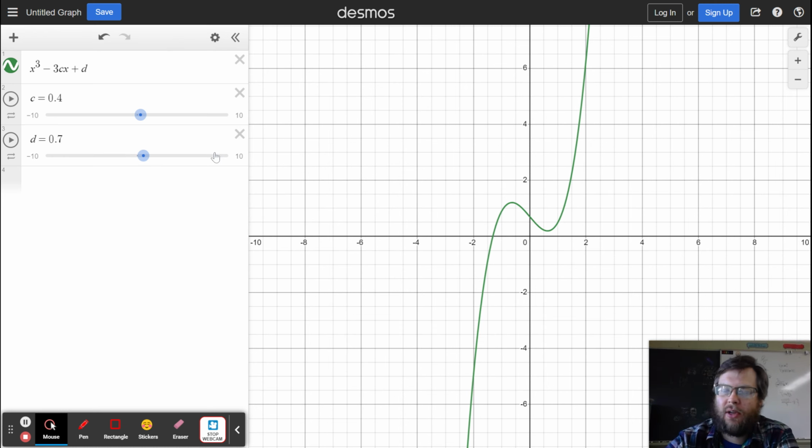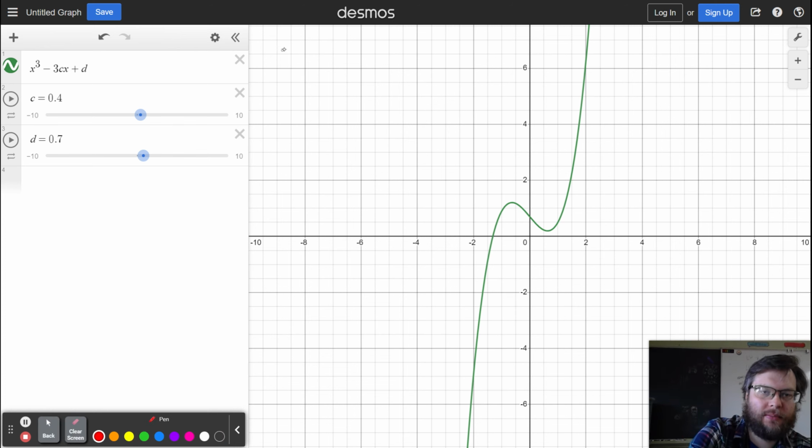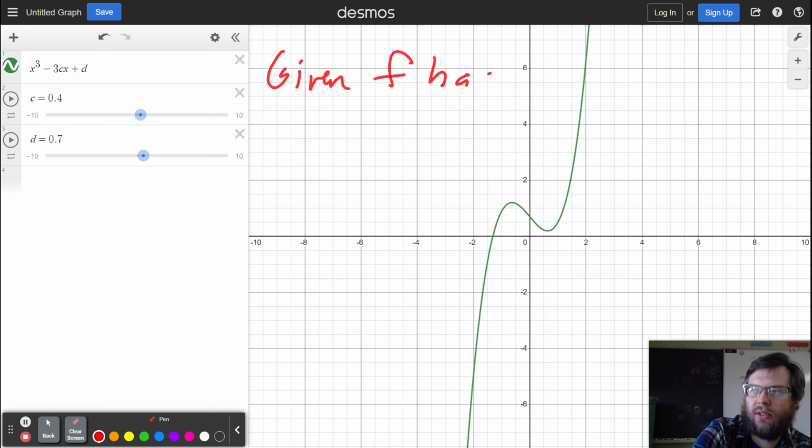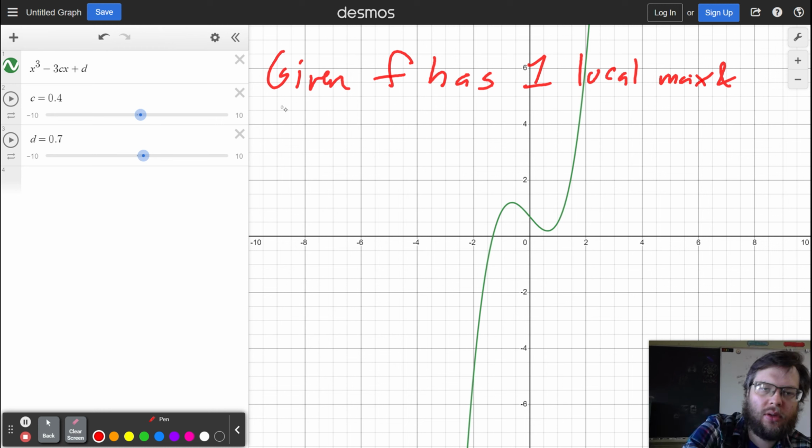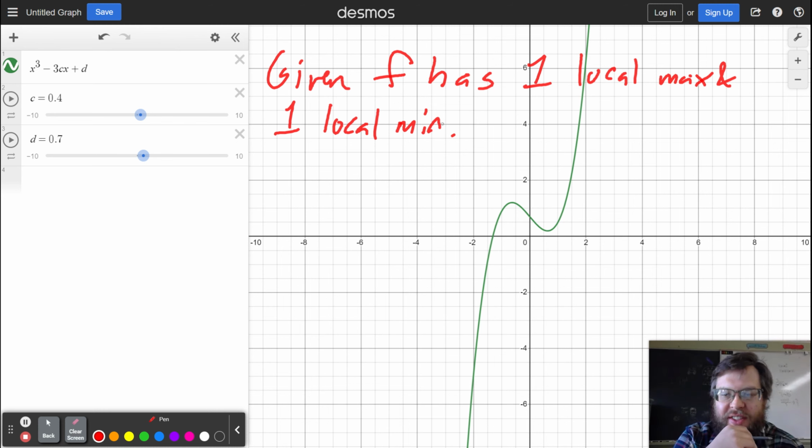So the specific questions that somebody asked me about were looking at given some information. So what if we are given this information? So given that f has exactly 1 local max and 1 local min, and we are asked to figure something else. So figure out something about the c value.